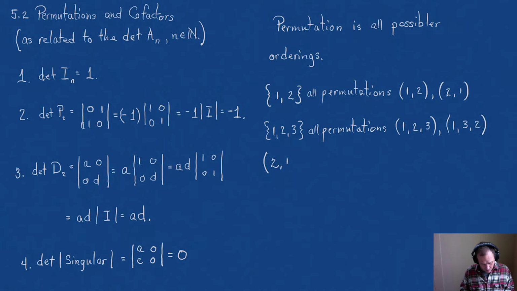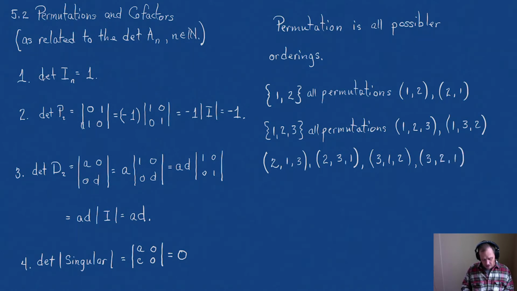So 2, 1, 3. My next permutation, again, we could start with the 2, but now we could switch the 1 and the 3. So 2, 3, 1. And let's see, that's all starting with 2. So now if we start with 3, we could have 3, 1, 2. And I could start with 3 again, but change the 1 and 2 to 2 and 1. And notice it looks like we have six permutations.